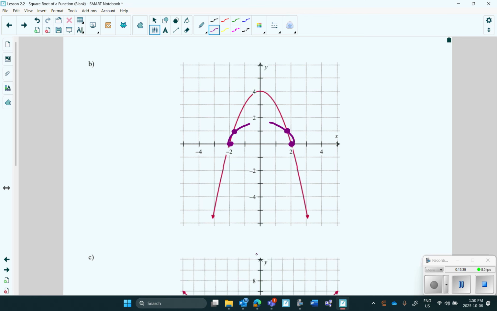Question is, where do they meet? Do they meet here, here, here, here? Where would they meet? What's this point? 0, 4? What's the square root of 4? So it would meet here. So it would look like a semicircle. That's crazy.